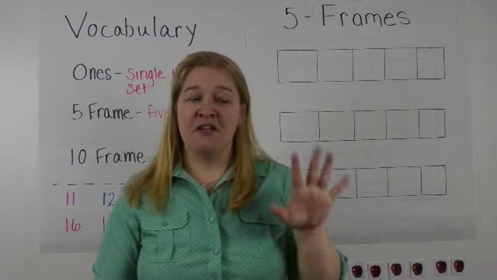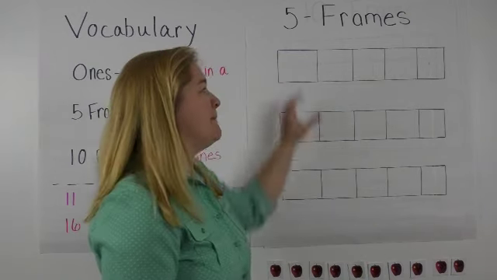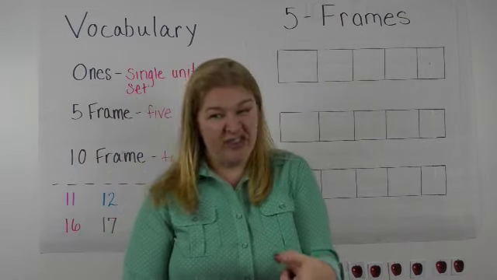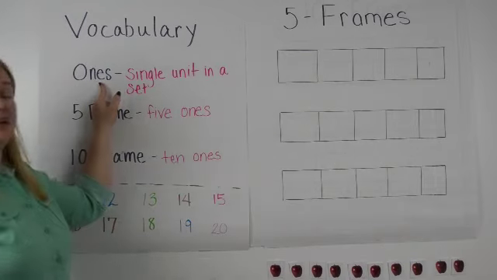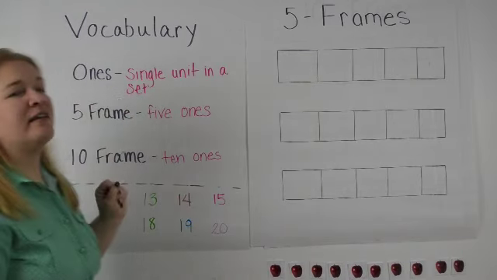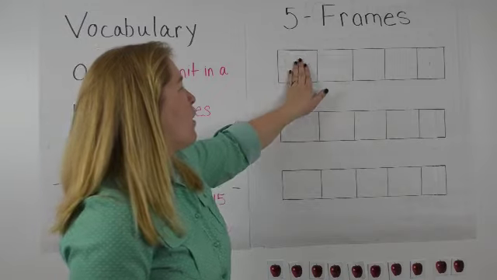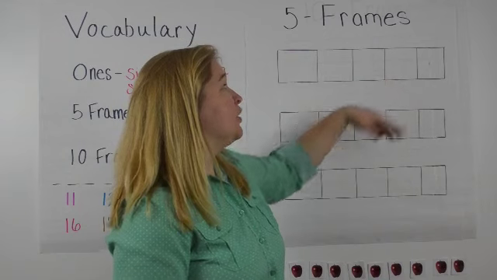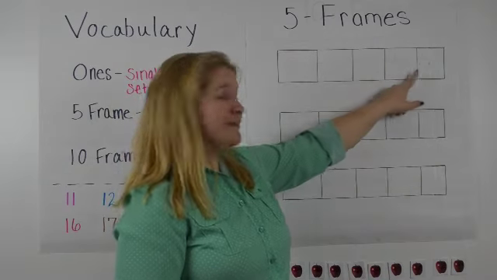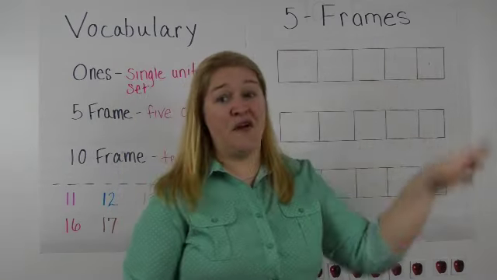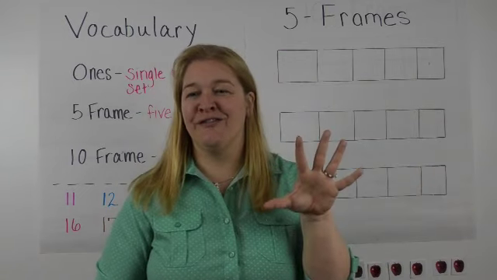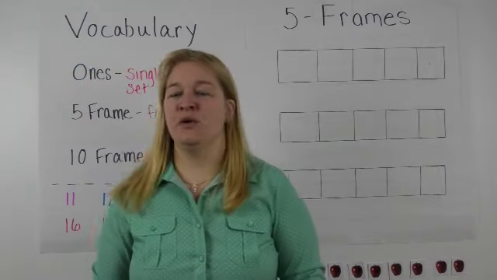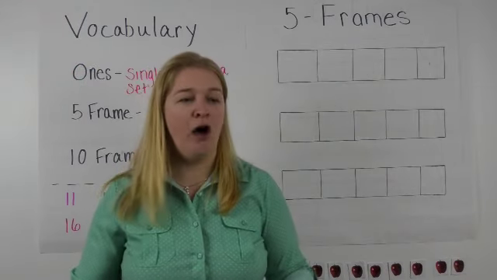Very good. Now the number 5 means that we have an amount of 5 things inside of our 5-frame. Those things are called ones. A single unit in a set is a 1. So we have 1 here, 1 here, 1 here, 1 here, and 1 here. And those 5 ones equal 5. Okay? So a 5-frame means that you always have 5 of something if it's all filled up.